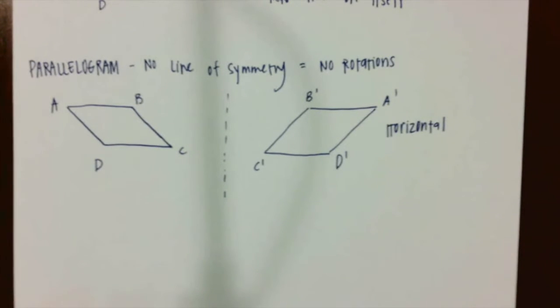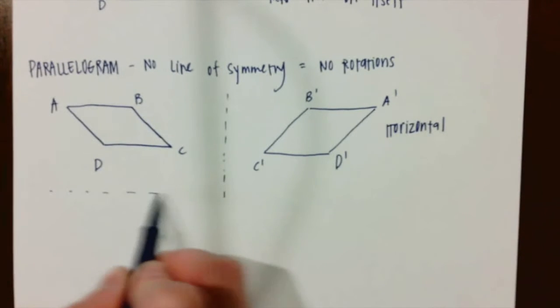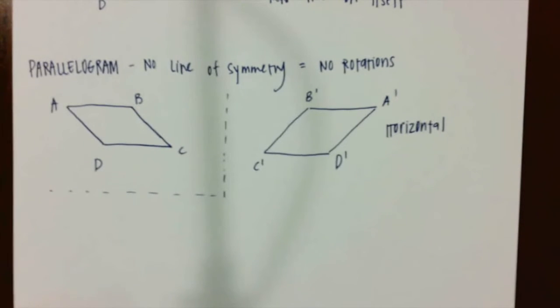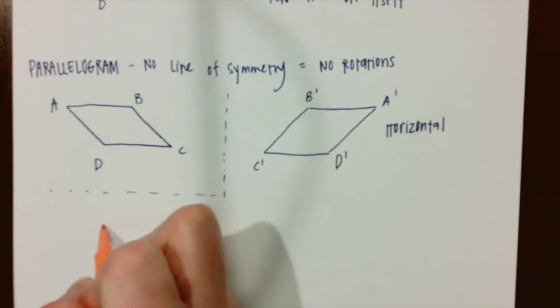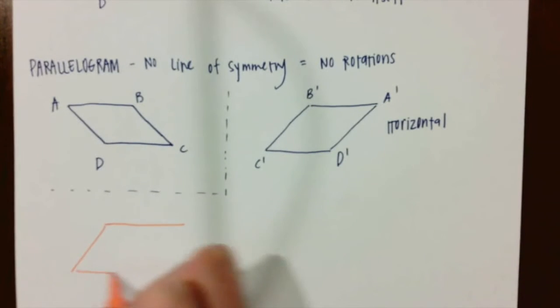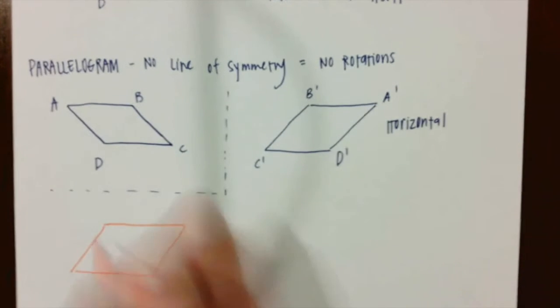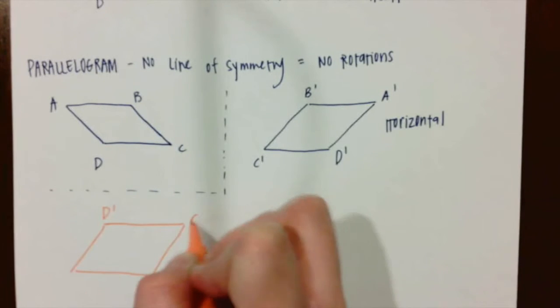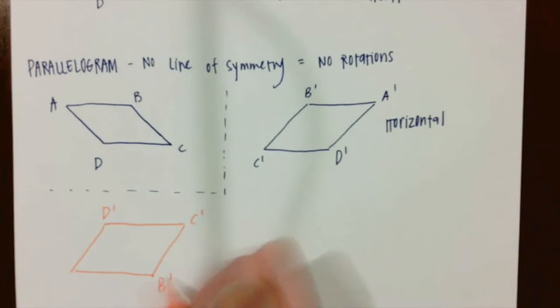I could also do a vertical flip. Vertical flip would take it over that imaginary line I just drew in, where we have D prime, C prime, B prime, and A prime.